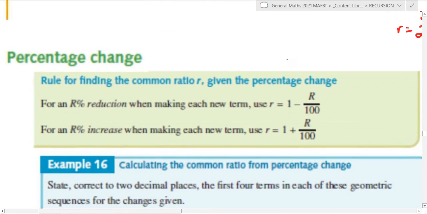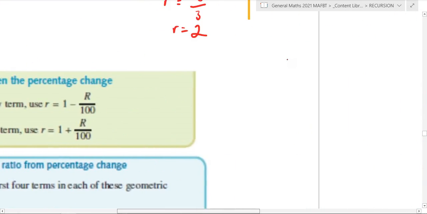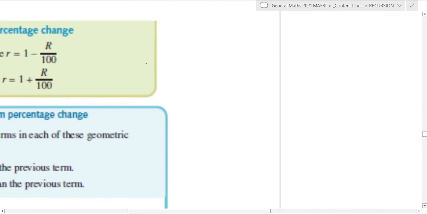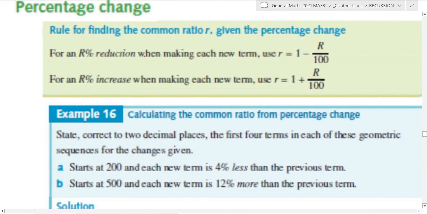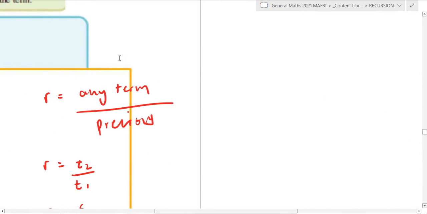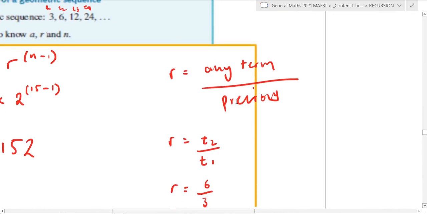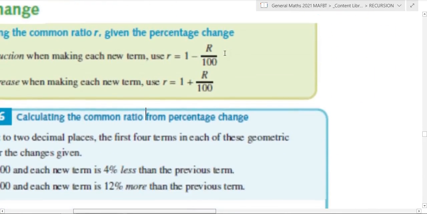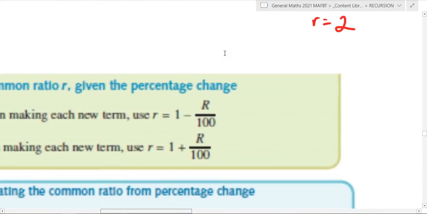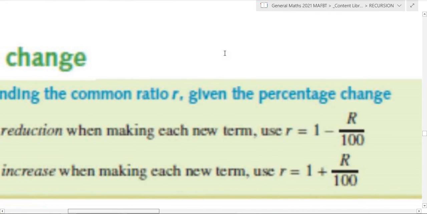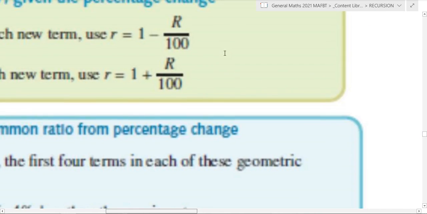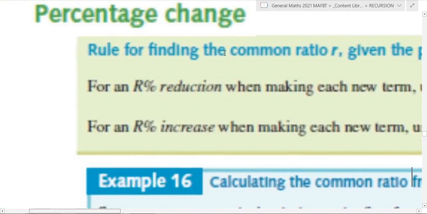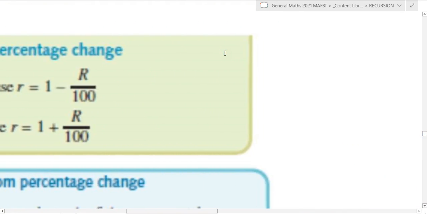So the two rules you need to know, and I'll rewrite these here. You have the common ratio, which we know looks like this: any term divided by previous term. But this is for your common ratio when you're given a sequence like this. If you're asked to find the common ratio when you don't have a sequence and it's a percentage change, we use this. These two rules. Common ratio, so I'll write that here.